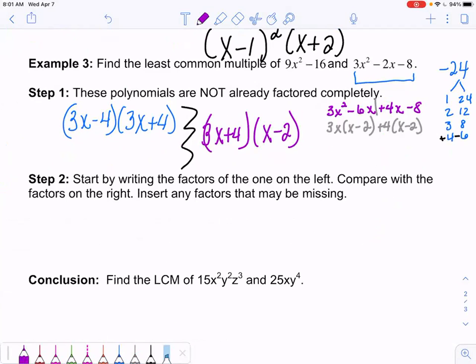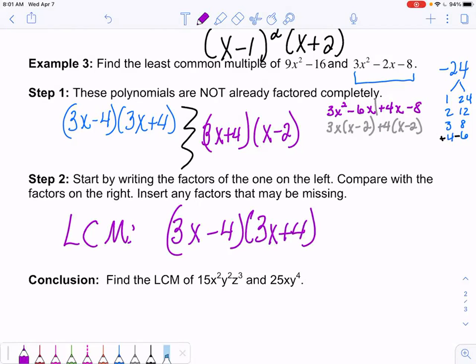So to find the least common multiple, start by writing the factors of the one on the left. So the one on the left is 3x minus 4 and 3x plus 4. So those are the factors of the one on the left. Compare with the factors on the right. Insert any factors that may be missing. So Gabby, what's missing on the right? Yeah, the x minus 2. So the 3x minus 4 is there. It's not missing, but there's not an x minus 2.